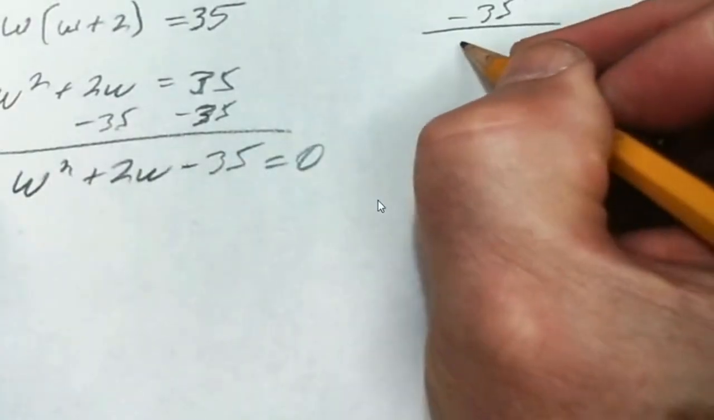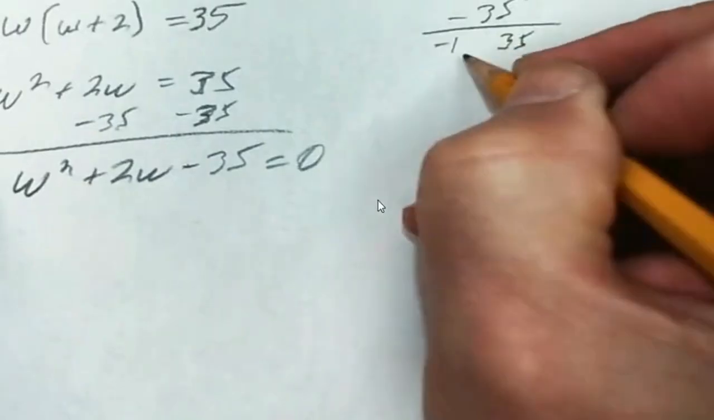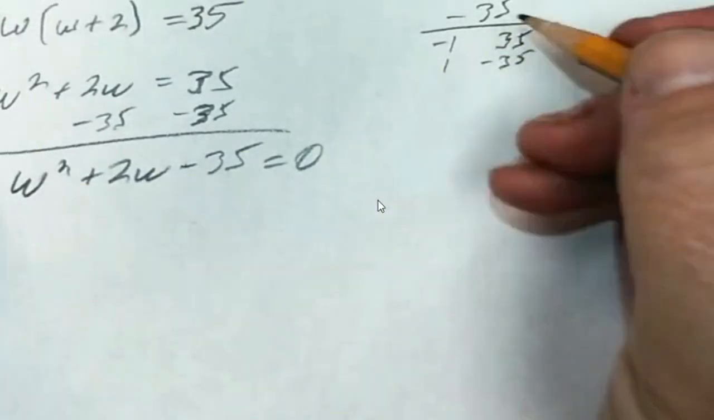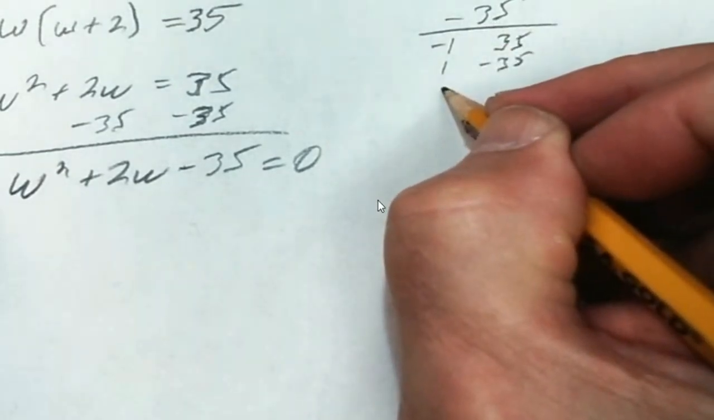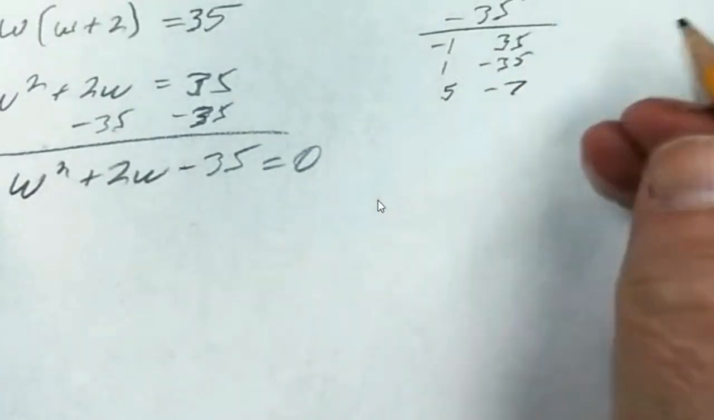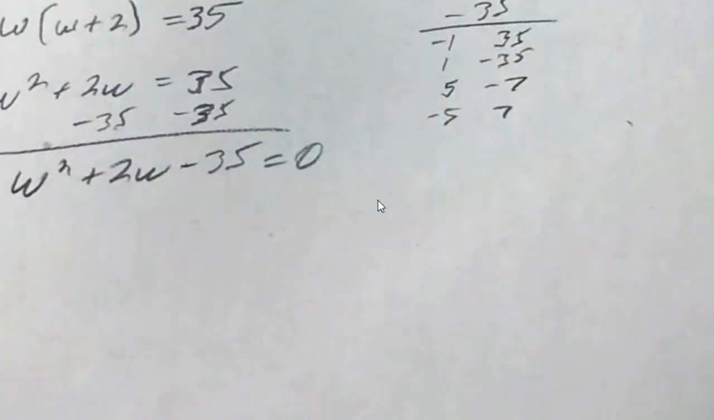So 35, of course, is 1 and 35, with one of them negative. But that doesn't help. What else? 5 and negative 7 would be negative 35, or negative 5 and positive 7. And that's about it. 4 doesn't go into that. 8 doesn't go into that.